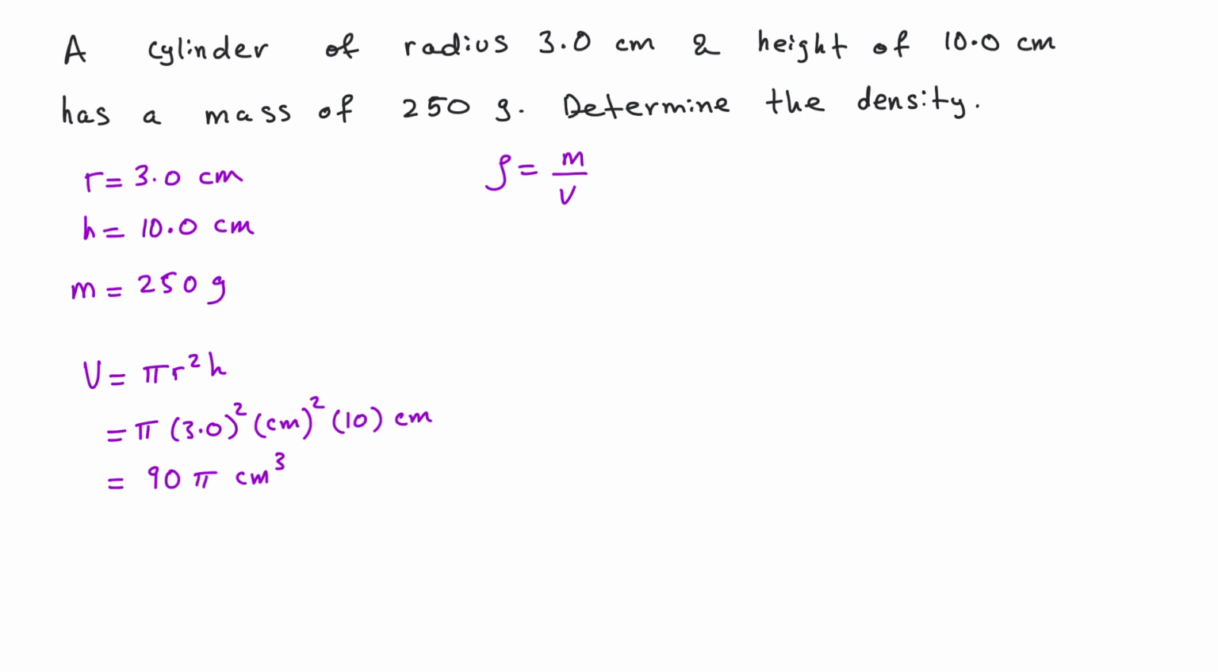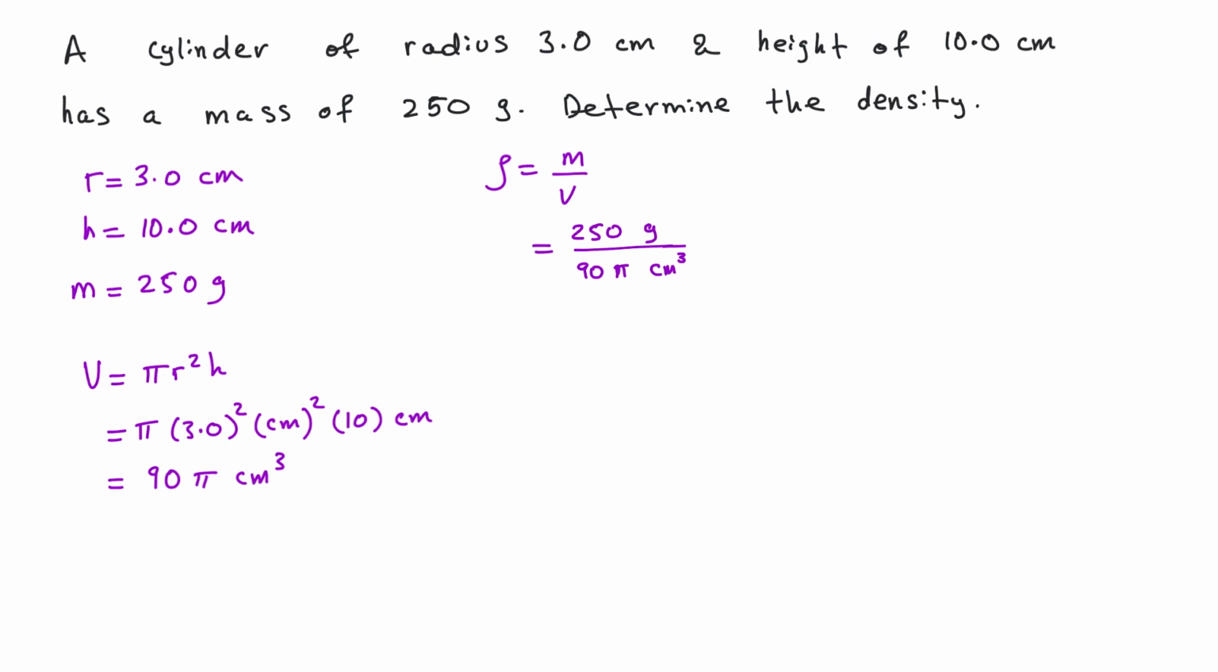Let's move on to the next step, which is plugging it into the original equation. Note that we don't need to rearrange anything. We got the mass and the volume here. So the mass is going to equal 250 grams. So I'll write it just like that. And the volume is 90 pi. I'll leave it as pi because in your calculator you have the pi button, and I would prefer that you use that. And you get cubic centimeters here. And now you can go ahead and put this in your calculator.